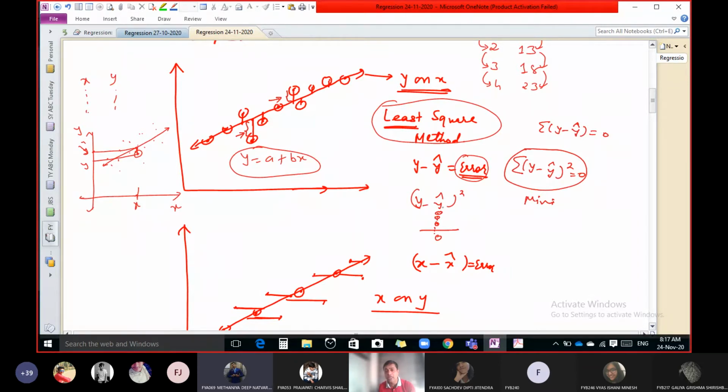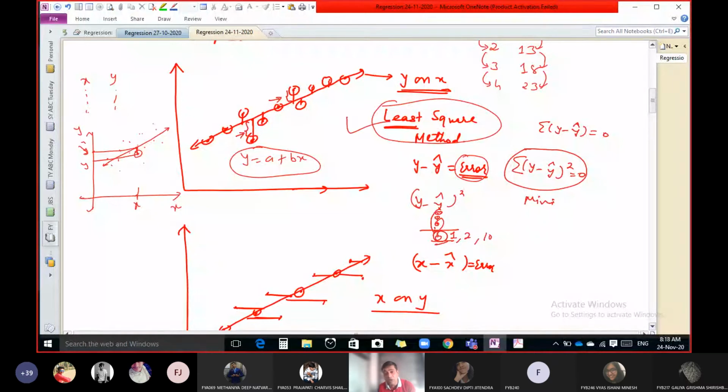Means (y minus y cap) the whole square becomes 0 if y and y cap are the same. Yes or no? So what we want is to minimize this. If it is 1, then maybe there is some deviation. If it is 2, then deviation is there. If it is 10, then deviation is there. So if more values are there, more deviations are there. If fewer values are there, fewer deviations are there.